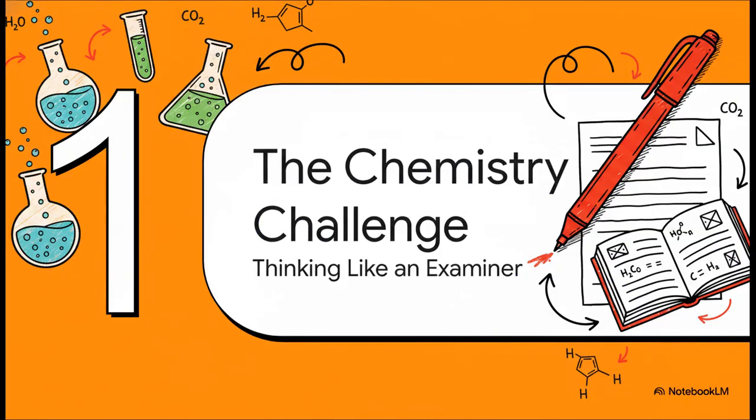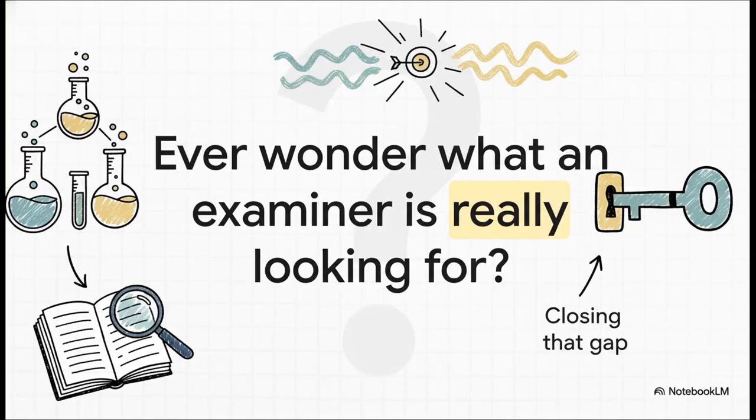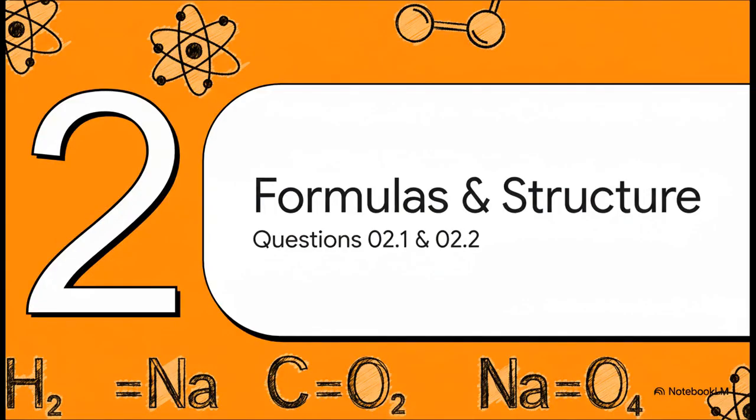Okay, first things first. Our whole mission today is to get out of the student mindset and start thinking like the person holding the red pen. It's a total game changer. You know that feeling, right? You've revised, you know your stuff, but you're just not totally sure what words, what phrasing is going to get you those marks. Well, we're about to close that gap for good because we're looking directly at their secret instruction manual. First up, let's tackle the basics, chemical formulas and atomic structure.